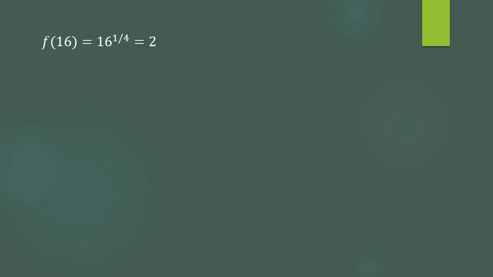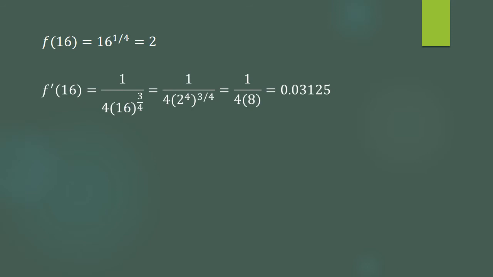Now we will find the value of f dash of 16. That will be 1 upon 4 into 16 raised to 3 by 4. 16 is 2 raised to 4, raised to 3 by 4, so the 4 will get cancelled. That will be 2 raised to 3, and 2 raised to 3 is 8. So we get f dash of 16 is 1 upon 4 into 8, and that will be 0.03125.